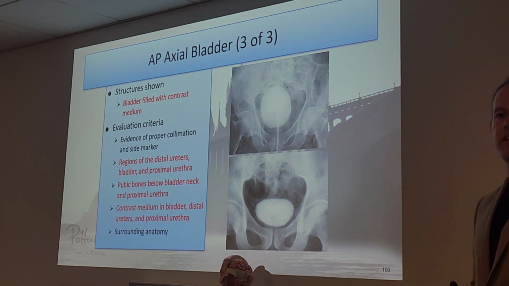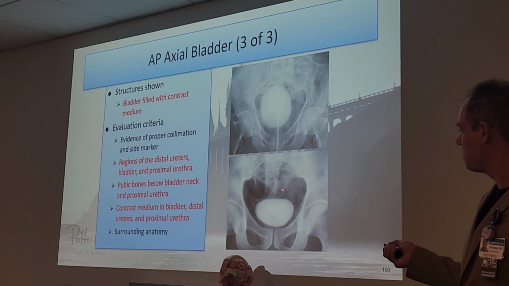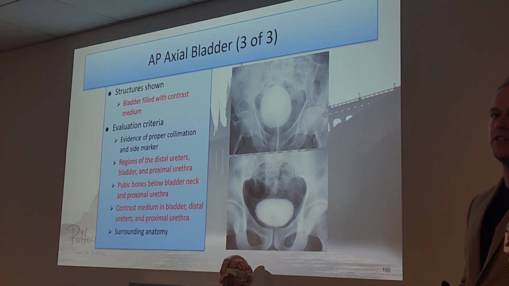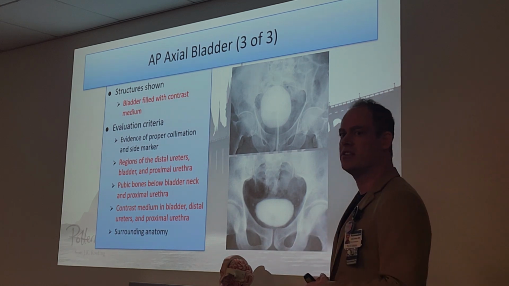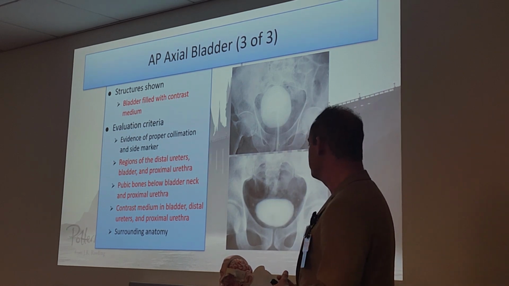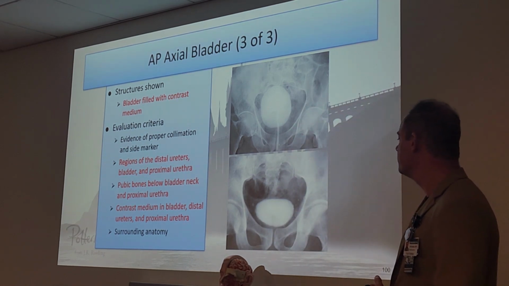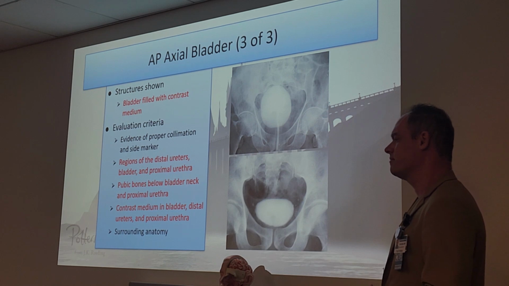Yes? So for the distal ureters, that's only going to be shown if there's a reflux? Correct, because it should not be flowing back up to the kidneys. That's an issue if it is. Your bladder should just be able to hold that in place without it going back up. Reflux into the ureters would be a bad thing.